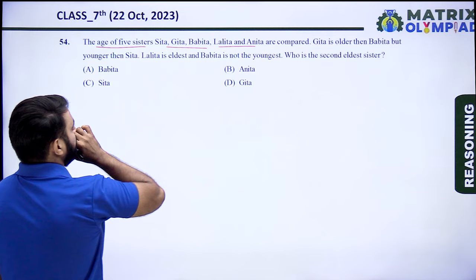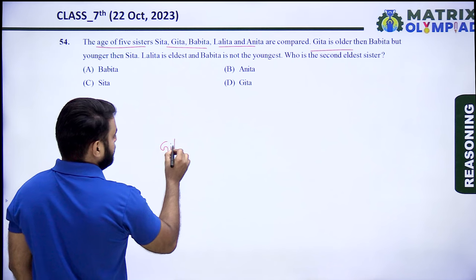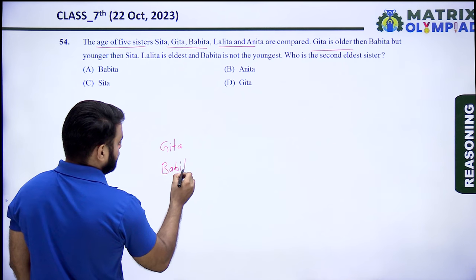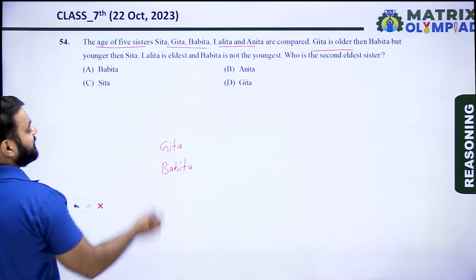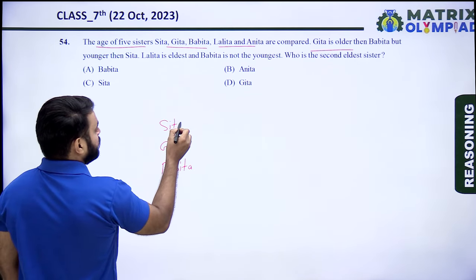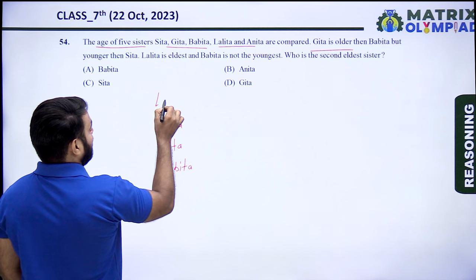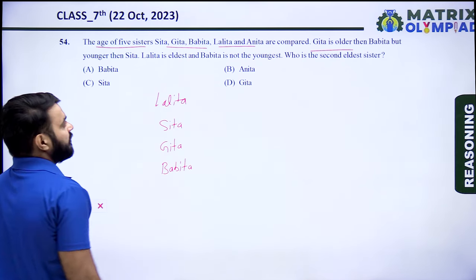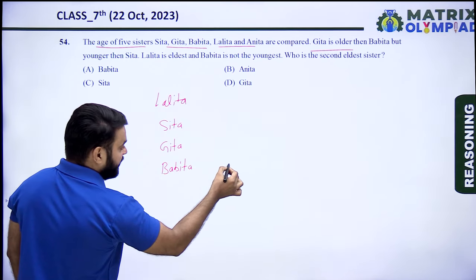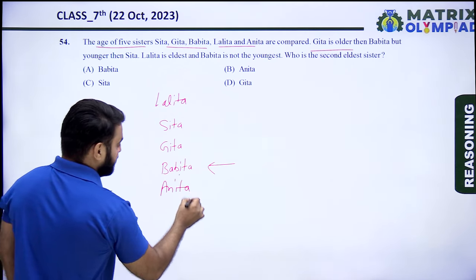According to the question, Geeta is older than Babita but younger than Sita. Lalita is the eldest. And Babita is not the youngest. So it means Anita is the youngest sister.